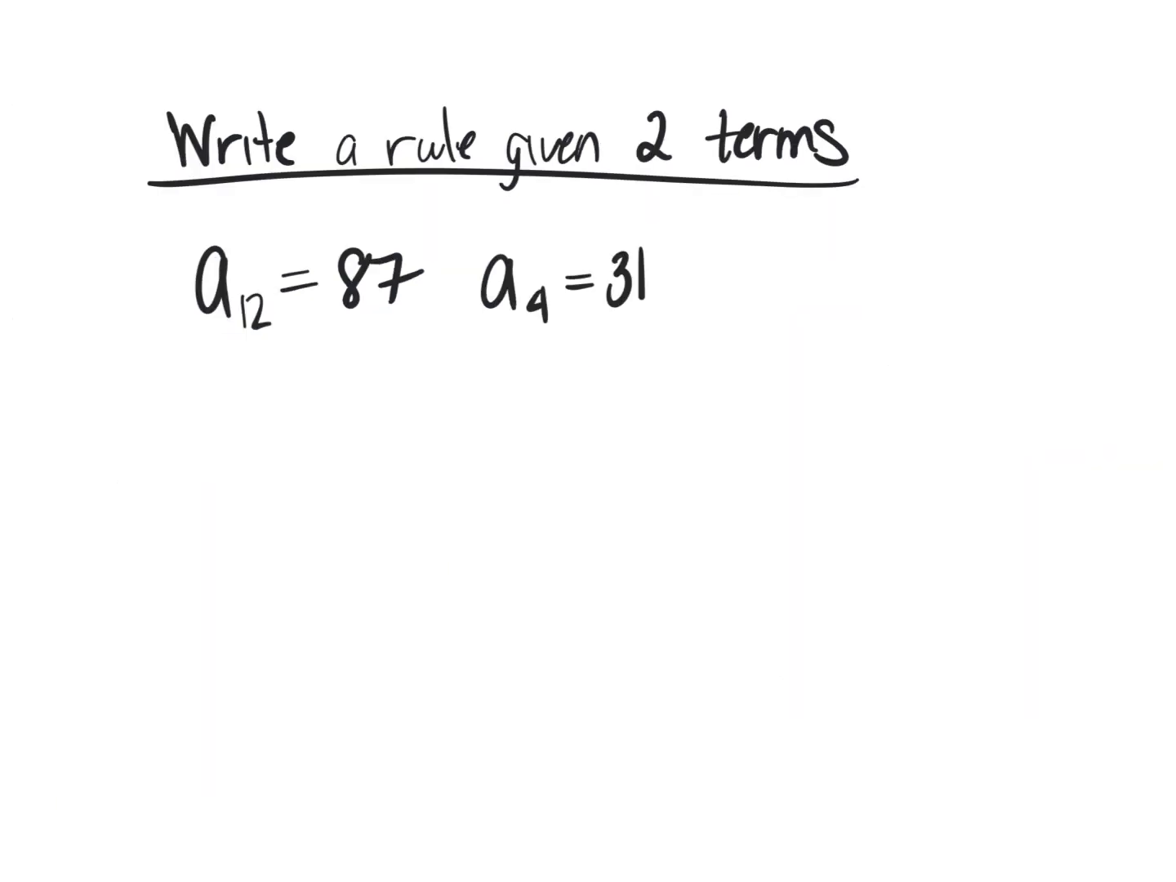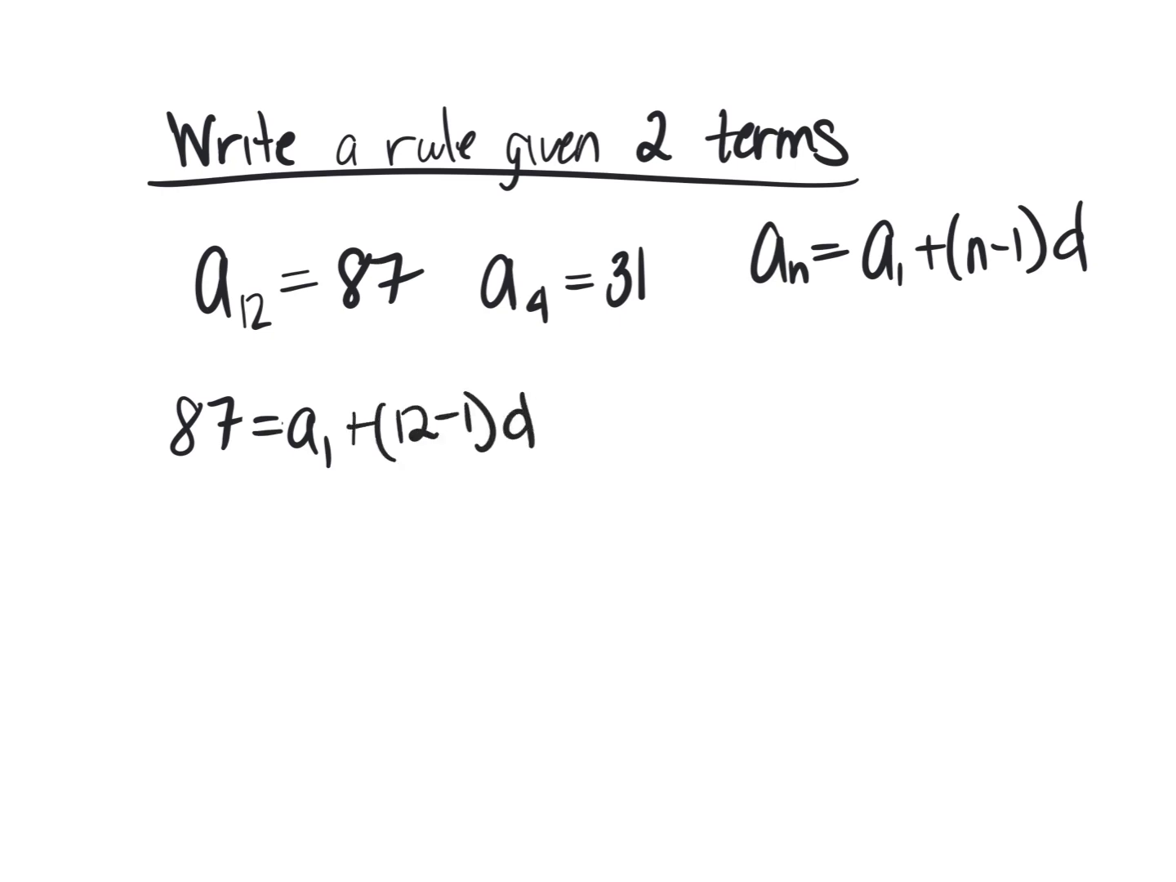Okay, what if we know two terms and we want to know the rule? Well, our equation, AN equals A1 plus n minus 1 times D. If we have 2 points on a line, we can find the slope, we can find the equation. It's a similar process. We're going to plug in what we know. If I say A12 equals 87, that means 87 equals A1 plus 12 minus 1 times D. I don't know A1 or D. Then I can write an equation for A4. 31 equals A1 plus 4 minus 1 times D.